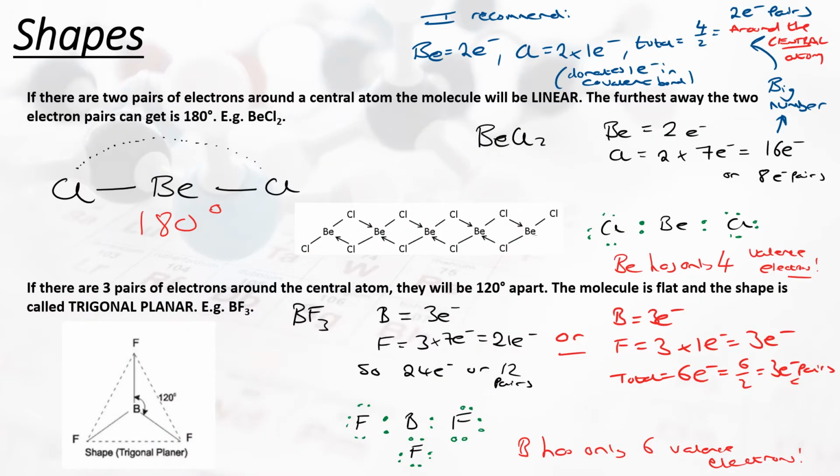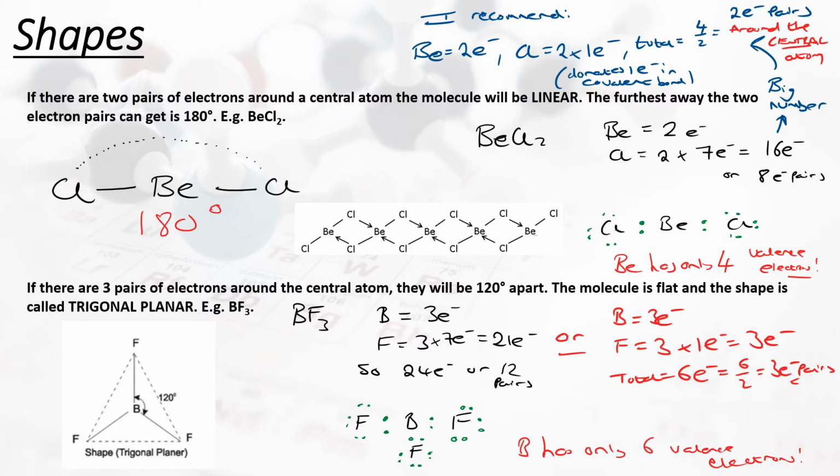So let's start to look at some of the shapes. If we have 2 pairs of electrons around a central atom, the molecule will be linear, because the furthest away the 2 electron pairs can get is if they are 180 degrees away from each other, literally on opposite ends of that central atom. Going back to the VSEPR theory, our electron pairs want to get physically as far away from each other as possible. And so in this linear system, where we only have 2 electron pairs around our central atom, it's a linear molecule and we have 180 degrees between our electron pairs.